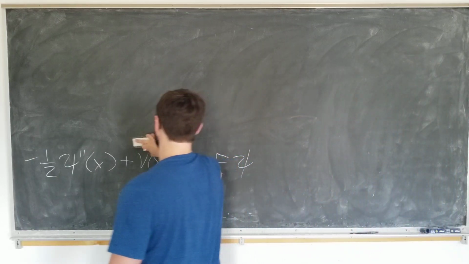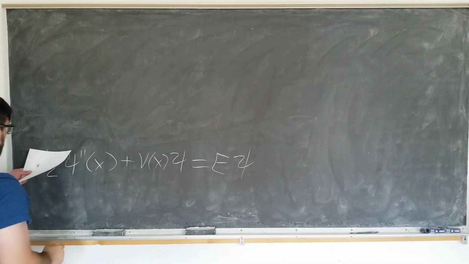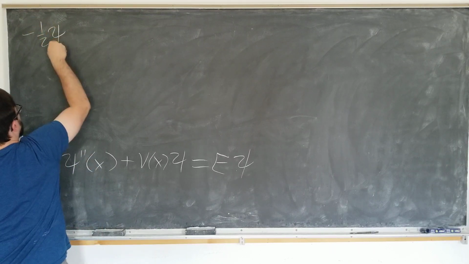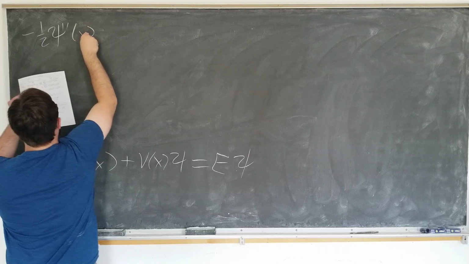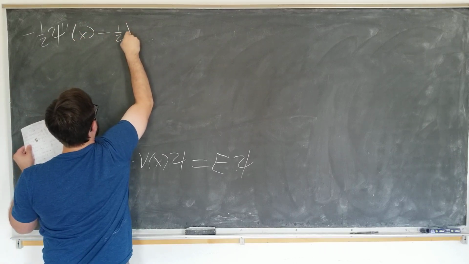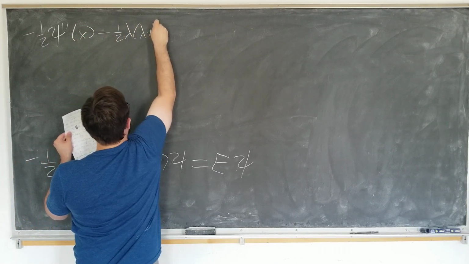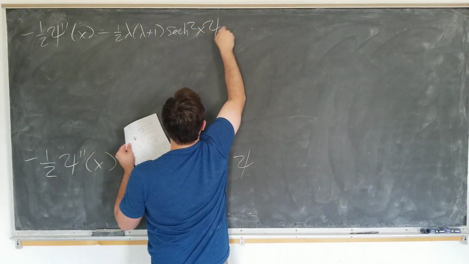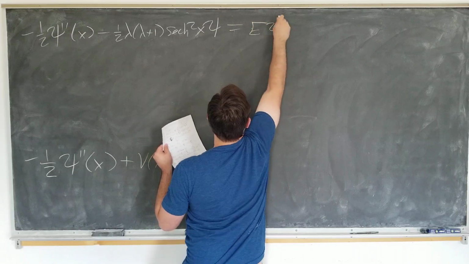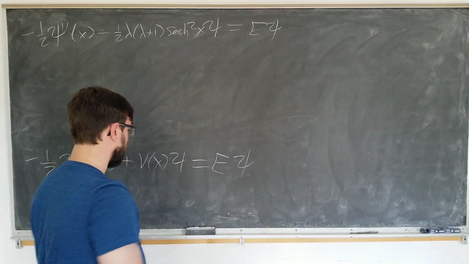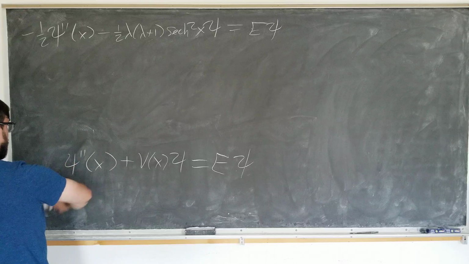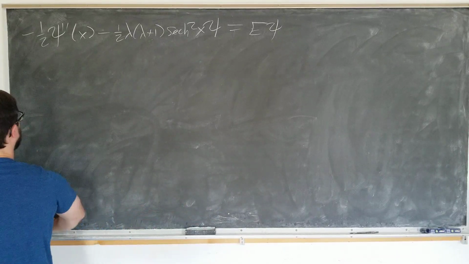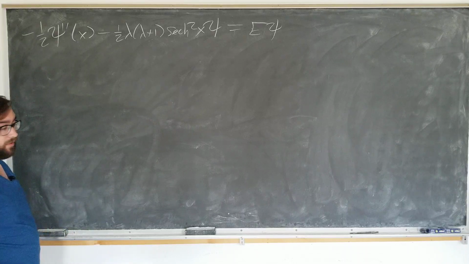Plugging our potential into this equation here, it'll tell us that minus 1/2 psi double prime of x minus 1/2 lambda plus 1 sech squared x psi is equal to E psi. Rest of this video we'll be solving this differential equation. And we're going to do that by a common technique of U substitution.